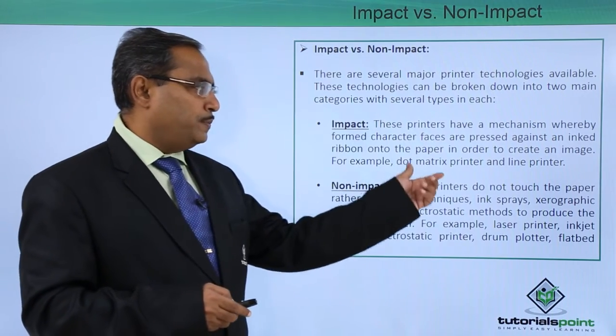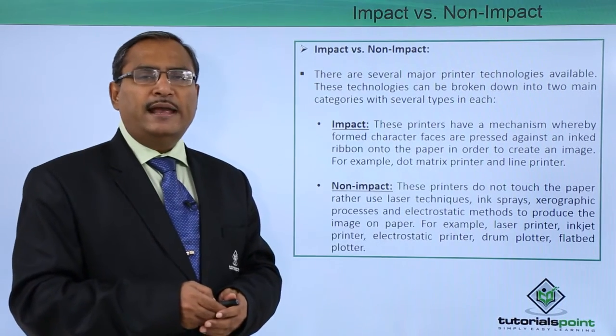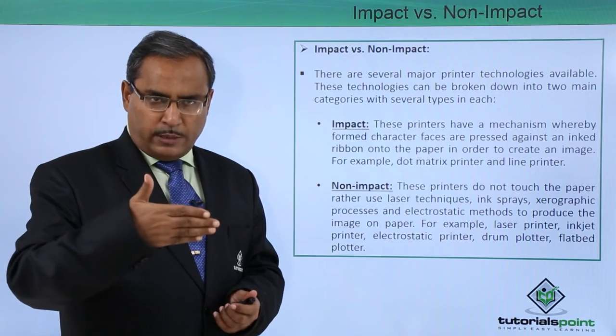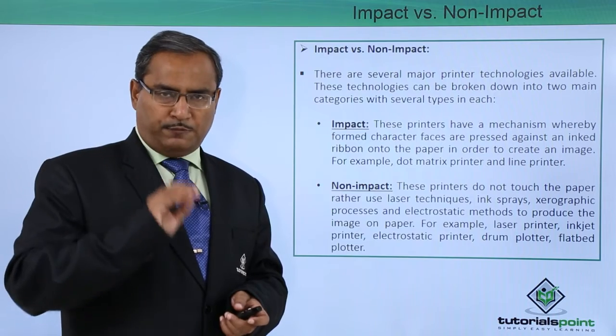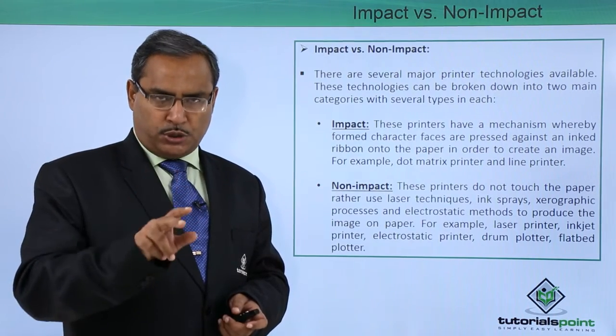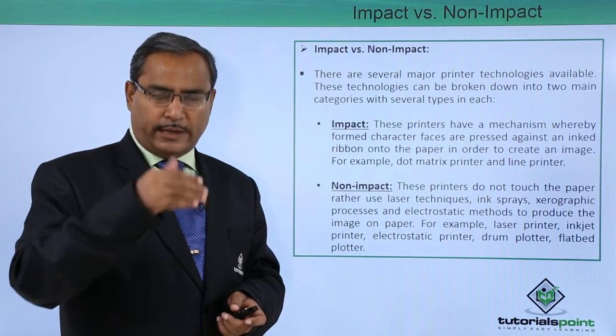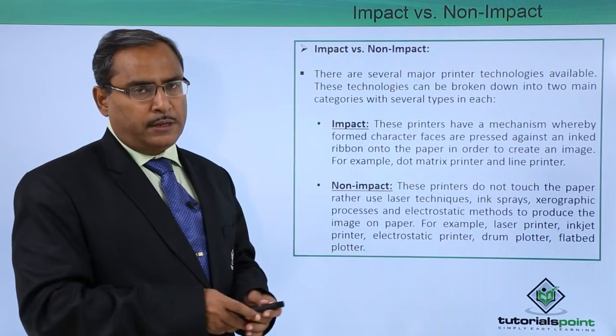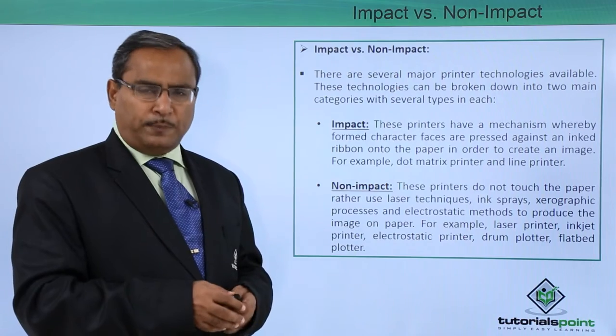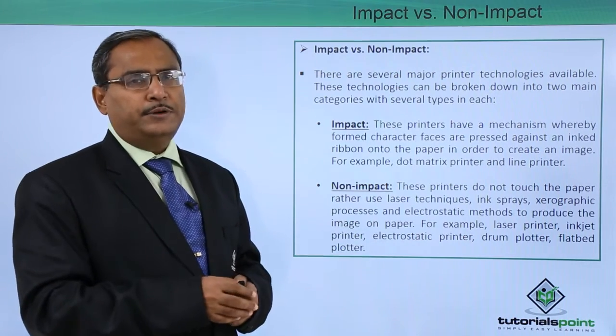For example, dot matrix printers and line printers are impact printers. Here we have paper, before that there will be an inked ribbon, and before that some impressions will be made so that the respective characters get printed on the piece of paper. That happens in the case of impact printers. As examples, we can take the very common dot matrix printer and the line printers.